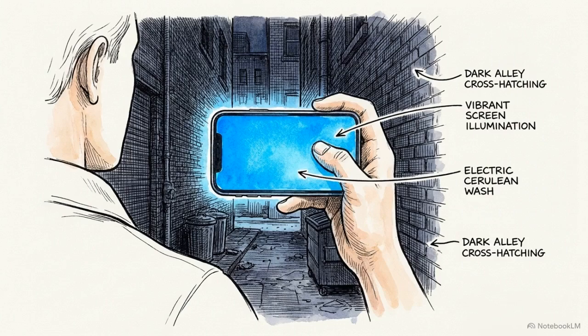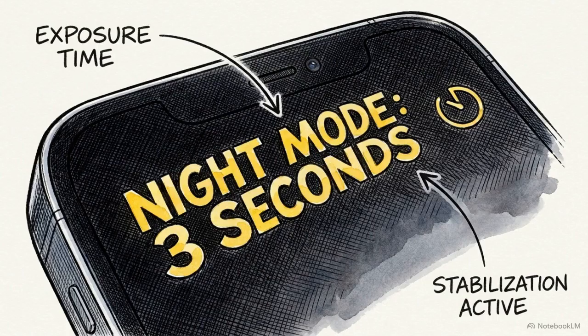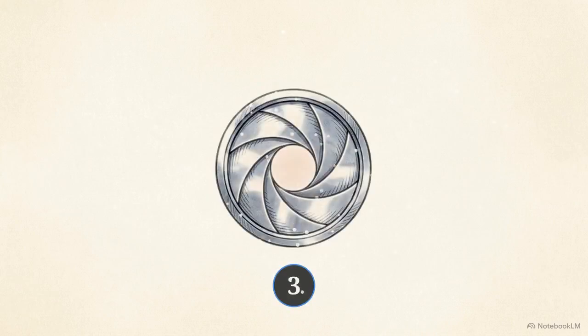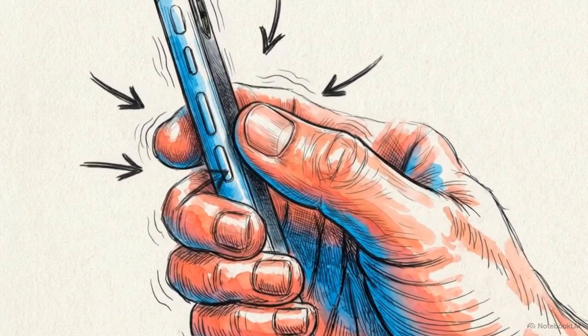You're out at night trying to take a photograph. Because there isn't much ambient light available, your camera's software does the only thing it can. It keeps the shutter open longer to gather as many photons as possible. The problem is the human body holding the phone.